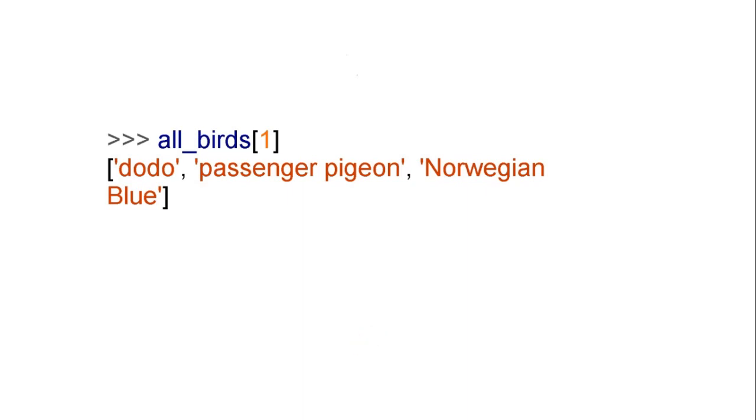It is the second item we specified, extinct_birds. If we want the first item of extinct_birds, we can extract it from all_birds by specifying 1 and then 0 as indexes. The first index refers to the list that's the second item in all_birds, whereas the second index refers to the first item in that inner list.